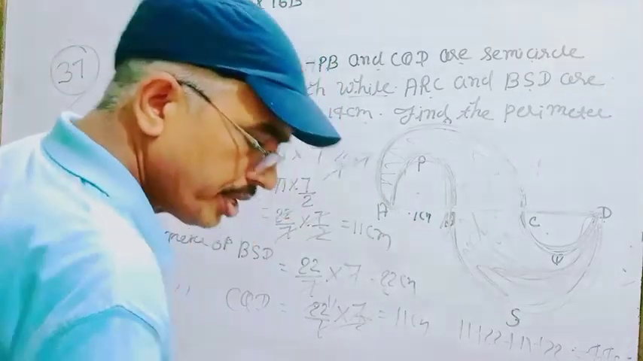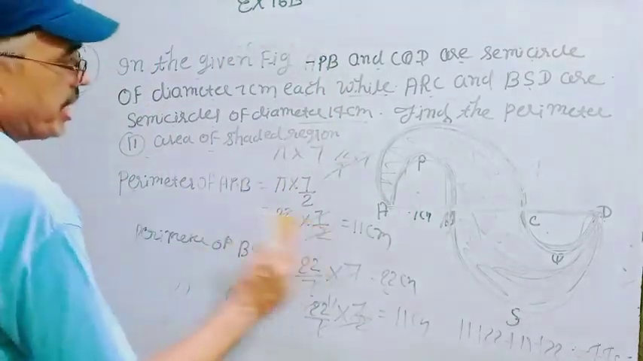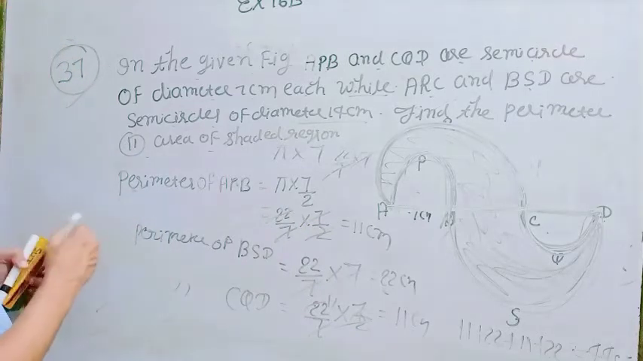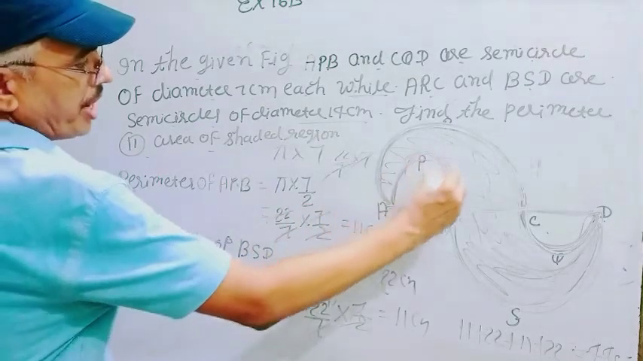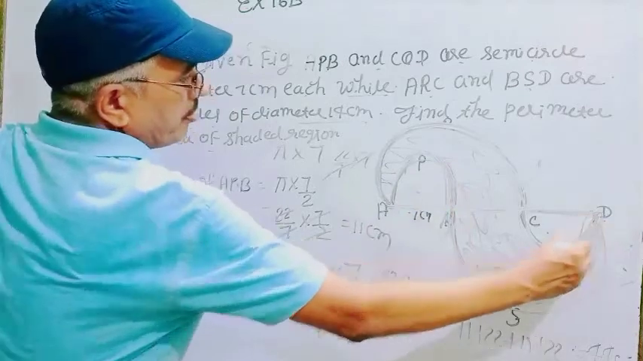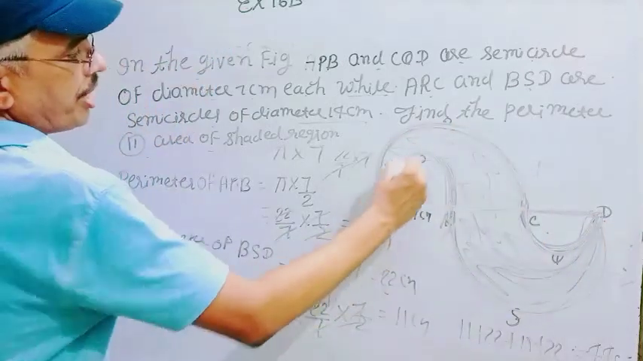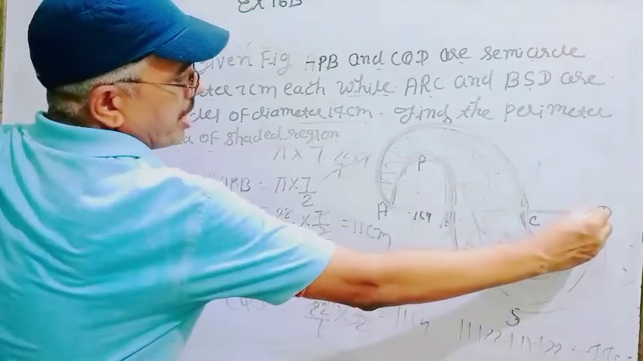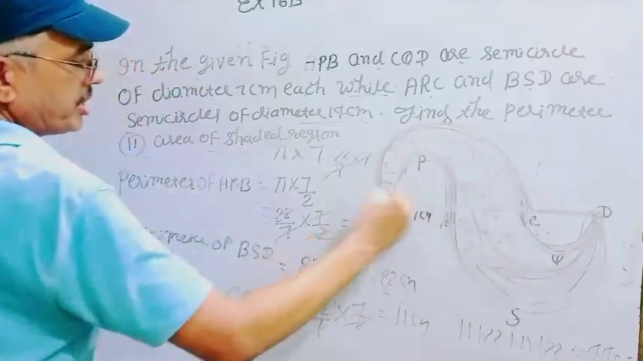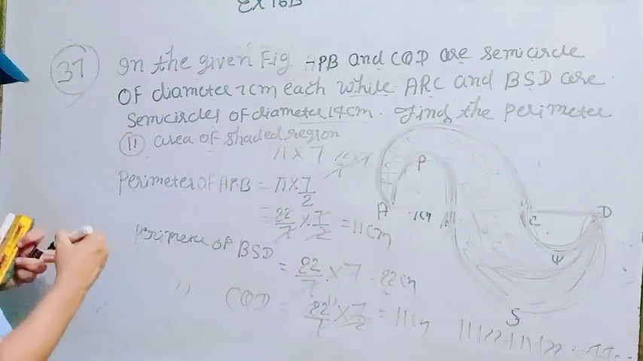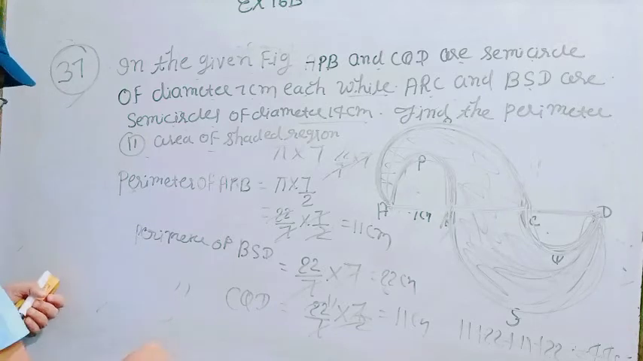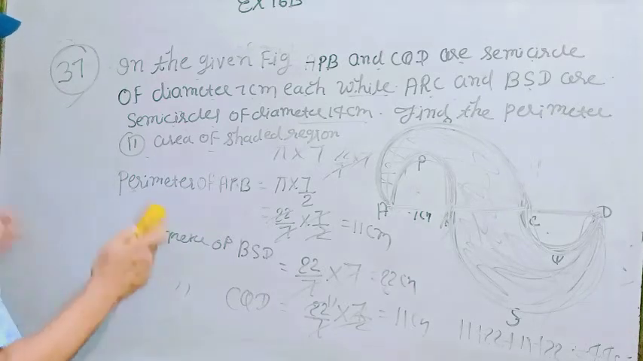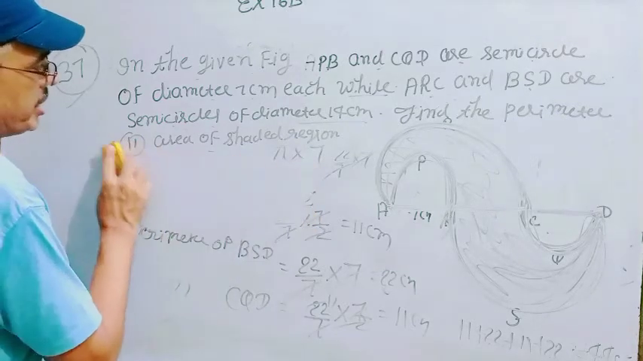After that, you see here, if the perimeter is 44 cm, how do we find it? First we find pi r, then again pi r, and pi r. R is 7 by 2, r is 7, r is 7 by 2, r is 7. Then your perimeter is 44. After that, you have to find the area of this shaded region.